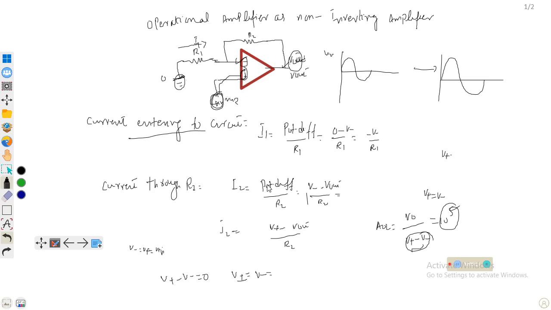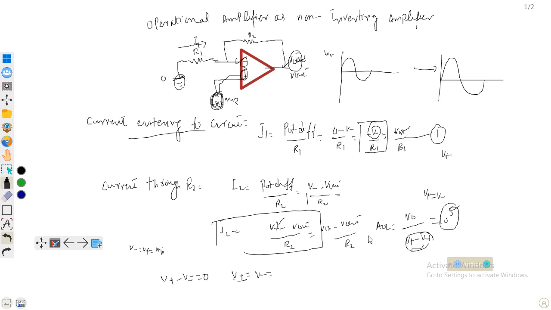So we have written V plus minus V out divided by R2. This is I2 and this is I1, which we can write as minus V input over R1, because V plus is equal to V minus, and V plus is equal to V input. So V minus can be written as V plus, which is equal to V input over R1. So I2 is V input minus V output divided by R2. Let this be equation 1 and this be equation 2.